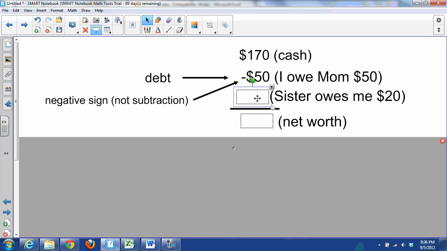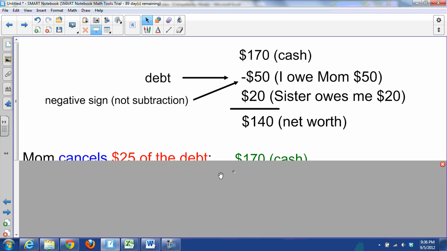Now, your sister owes you $20. Is that $20 in your favor, or is that a negative $20? I'm hoping you're thinking that's a positive $20. It's money that's owed you. It's money in your favor. So now, to find the net worth, we take these three numbers and add them. We add 170, negative 50, and 20, and we come up with $140 as your net worth.